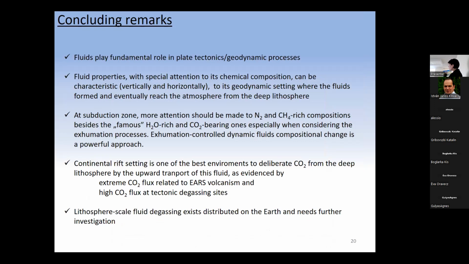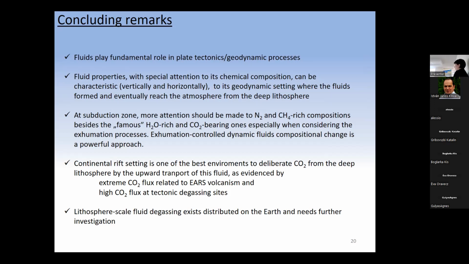Okay, so first of all, fluids play a fundamental role in plate tectonics and geodynamic processes. It's not something that we have to say just to boost the results we are offering here. They do play a fundamental role. So we do treat them in a holistic way. We do treat them together with the solid state processes.